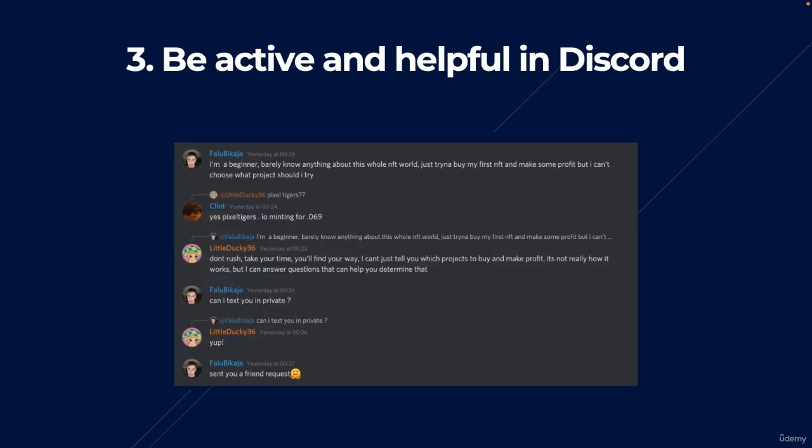The third strategy you can use to get whitelisted is just being active and helpful in Discords. A lot of the time, project founders are going to award whitelist spots to people who are helping the community.